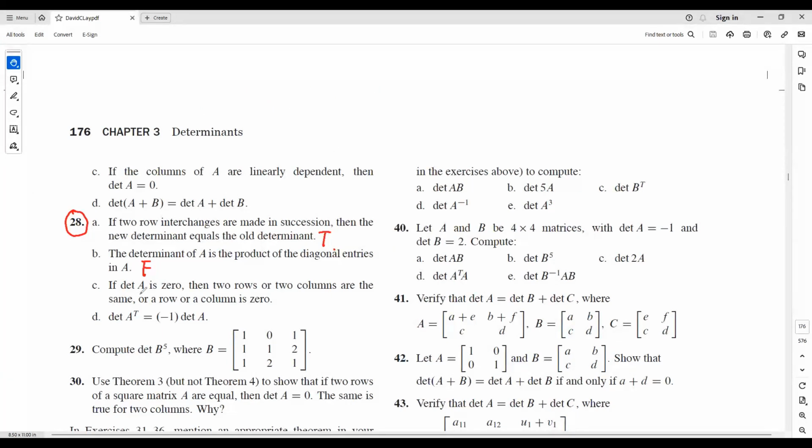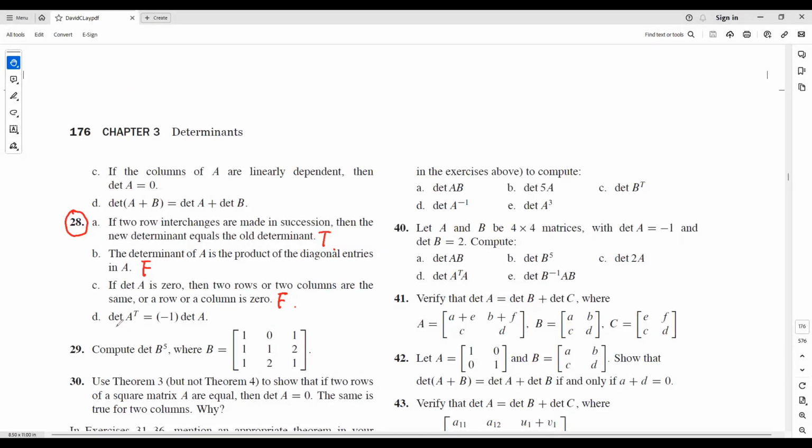C. If determinant A is 0, then two rows or two columns are the same, or a row or a column is 0. False. Example, the determinant of this matrix is 0. Two rows or two columns are not the same, and all rows or columns are not 0.